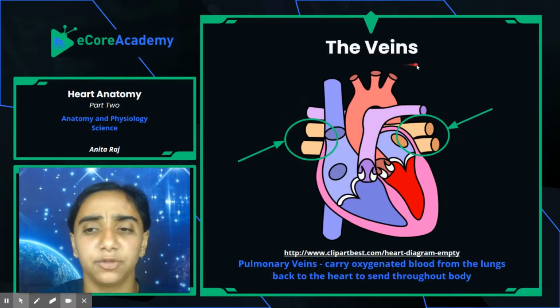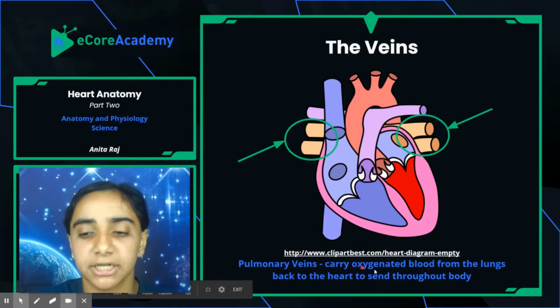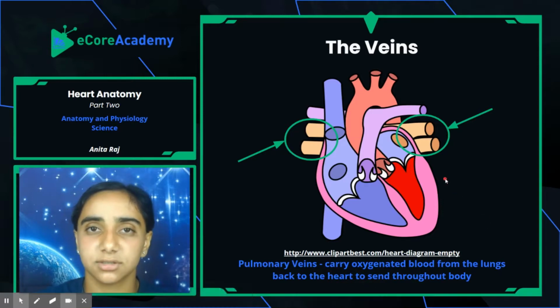Now let's talk about the veins that are part of your heart. They are called the pulmonary veins. Again, pulmonary relates to the lungs. They carry oxygenated blood through the lungs back to the heart to send throughout the body. So let's digest this by breaking it apart. So they're carrying oxygenated blood.